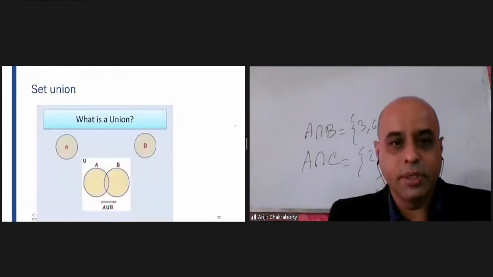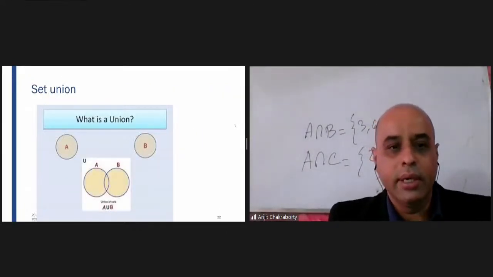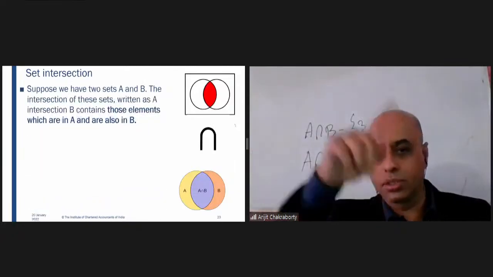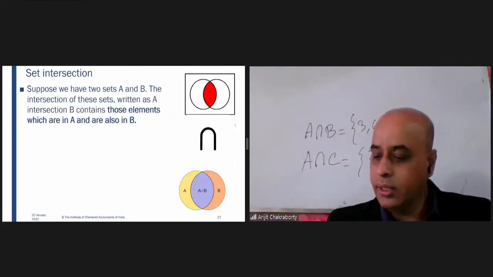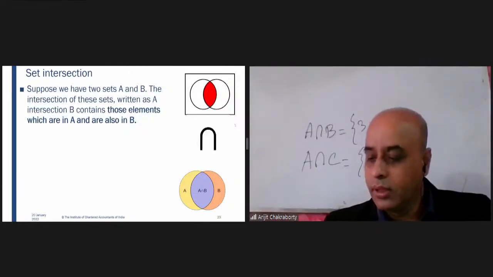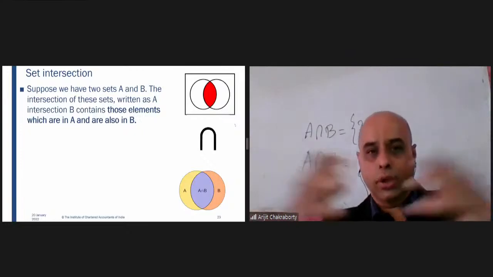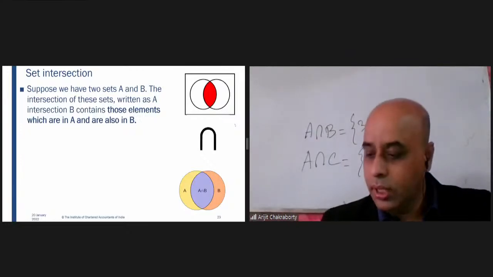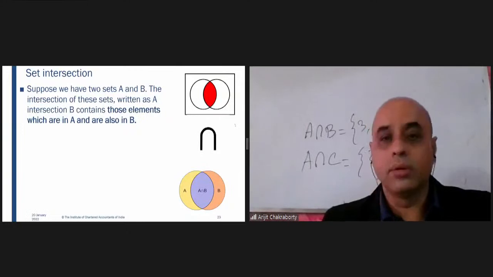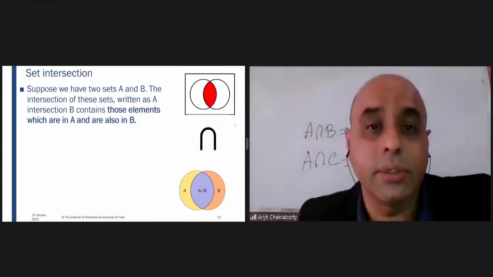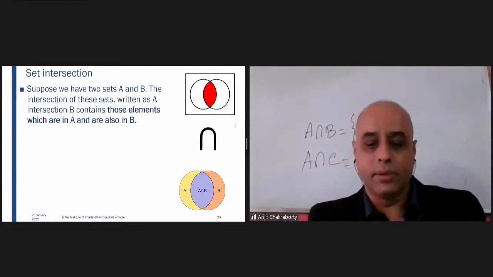Right. Now we speed up. Union we have seen already, A union B, and intersection you can see the shaded area. It is shown by inverted U, and you can see that union is basically joining, and the intersection here means that you are trying to find out the common elements in the 2 sets.